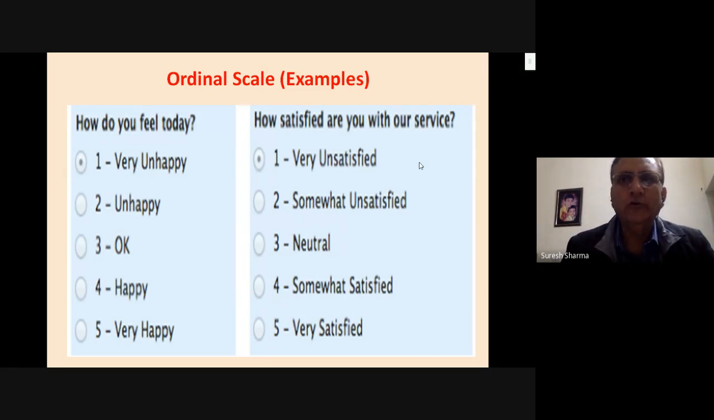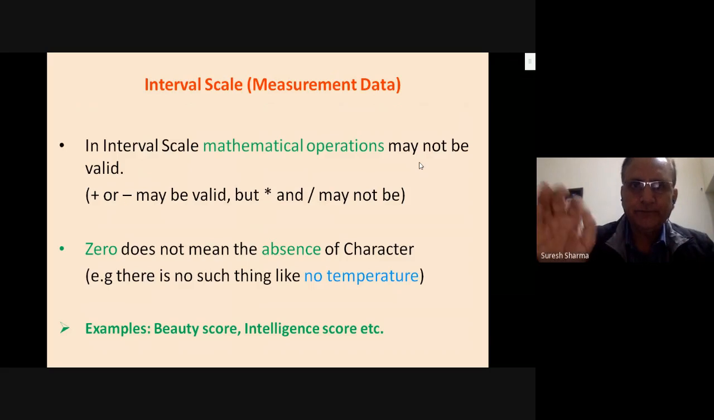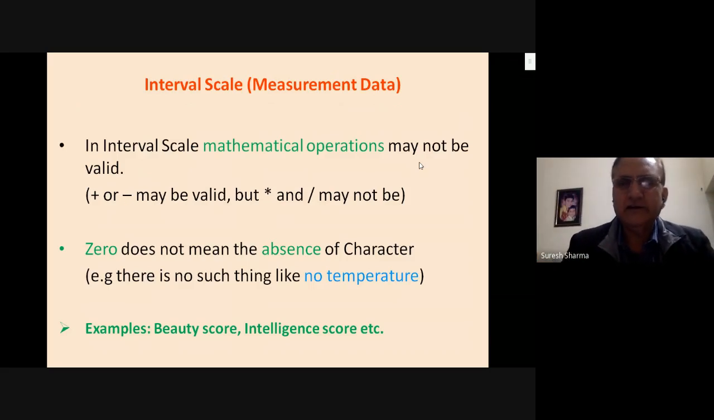Now we will move on to measurement data scales. The first measurement data scale is called interval scale. Look at the first line, please. People get confused between interval and ratio scale. I'll try to make it clear with many examples. See, in interval scale, mathematical operations sometimes are not valid. Not at all. Right? In interval scale.